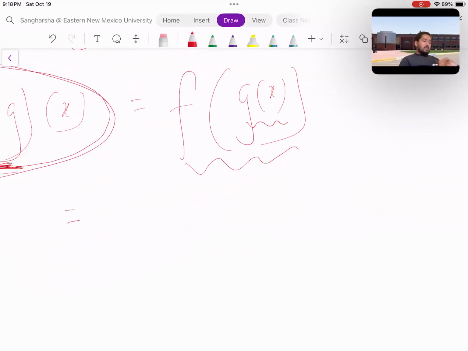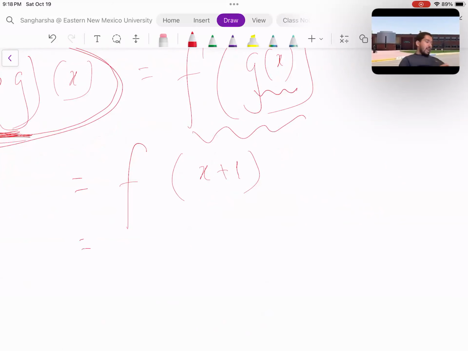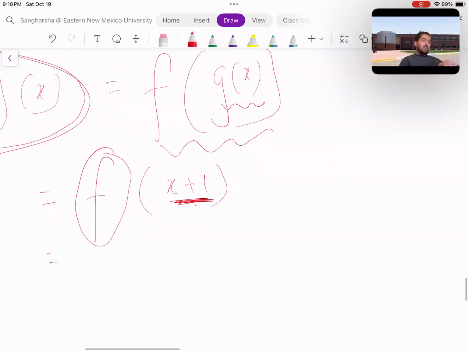Let's substitute g of x. We have f as it is, and g of x is x plus 1. Now you find f of x plus 1. To find this, you substitute x plus 1 for every x in the f function. Your f function is given as 4x squared plus 1, so you substitute this expression for every x in the f function.